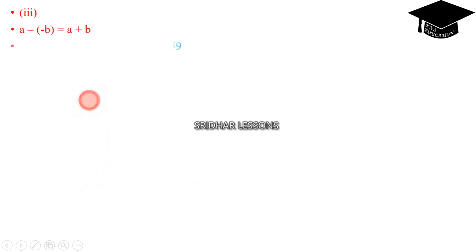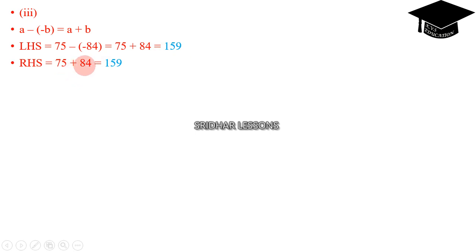Question number 3. The value of a is equal to 75 and the value of b is equal to 84. LHS is equal to 75 minus (minus 84), which is equal to 75 plus 84. The value is 159. And for RHS, it is 75 plus 84, which is equal to 159.